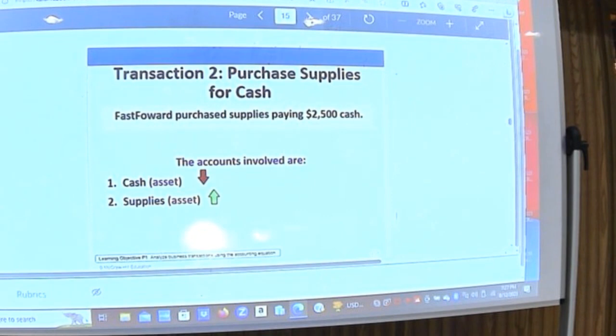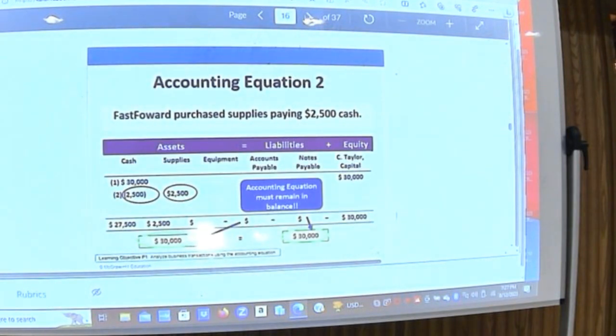Here we have number 2, he buys some supplies, he paid cash for them. Only affects one side of the accounting equation. His cash went down, but he's got something for the money that he spent. He's got $2,500 worth of supplies, so it's a wash. Here we're buying those supplies, restating that. You can see our accounting equation stays in balance.